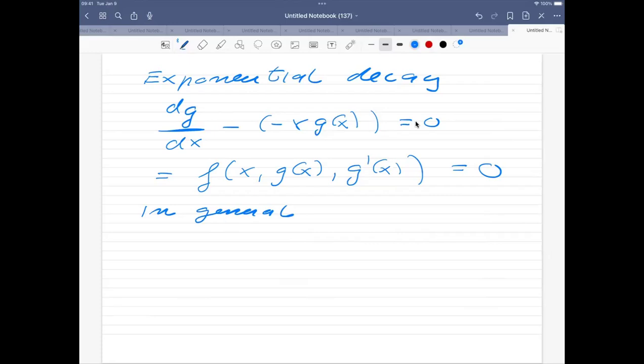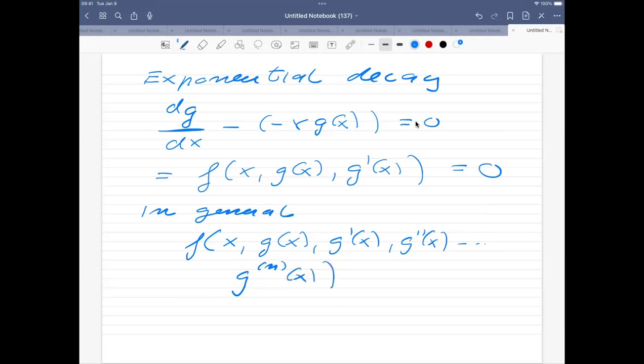So in general, what we would have is a function f, which now is defined by the variable x. This is a one-dimensional equation. We have g of x, we have the first derivative, we have the second derivative, and this goes all the way up to the nth derivative as a function of x here. And we are driving this one to zero. Now, in this specific case, for exponential decay, we have only the first derivative, but there's nothing which now hinders us to include higher and higher derivatives.